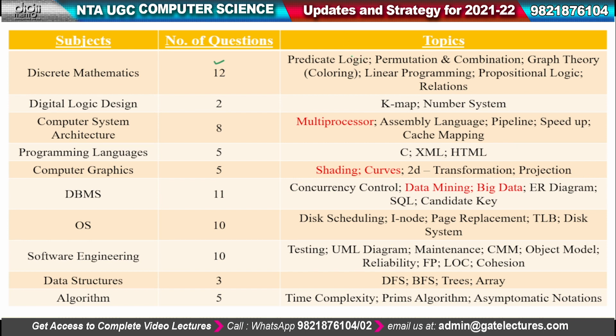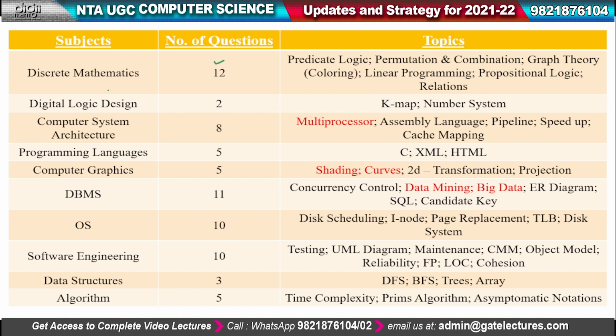Then we had a question from permutation and combination. Okay, then we had a question from graph theory. From graph theory there were 2 or 3 questions and it included the coloring concept as well. Then we had linear programming, that is from optimization, and we had a question from relation. I think 2-3 questions were from relation also.